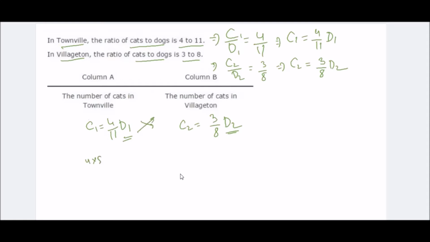4 into 8 D1, 11 into 3 D2. So it will become 8 4s are 32 D1, and it will become 33 D2. So here we can't conclude which value will be greater. So the relationship cannot be determined, and the option will be D.